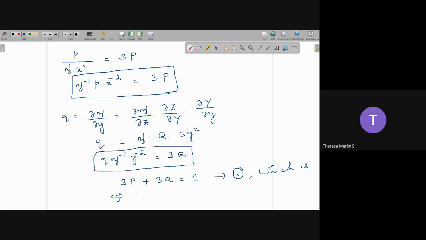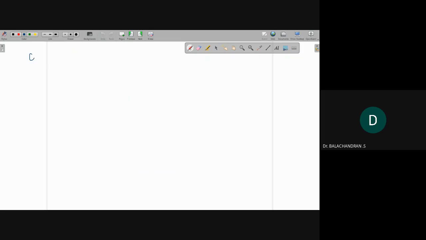Type 1, sir. It is of the form P equal to 0, type 1. So you know how to find the complete solution of type 1. So what is the complete solution of equation 2?